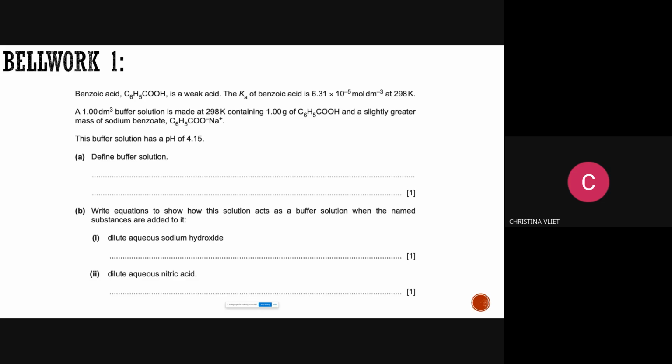So there's going to be no definitions in this lesson because we did that last class, but we're going to look at a lot of calculations. So you got to get your brains ready for the day. You'll want your calculators with you. And so first thing here for the bell work, define buffer solution.